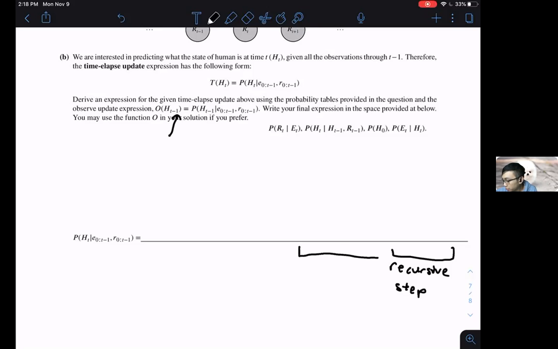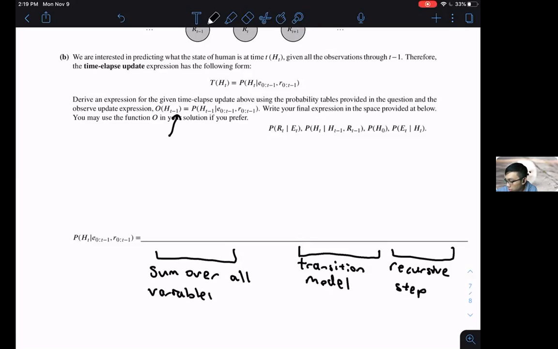The next thing we want to consider is the transition model. The transition model is the probability associated with advancing from the previous state's values to the next state's values. That's straight from the table, where, for example, the probability of xt plus 1 given xt is the probability of taking that next time step forward from a hidden state. And then the last thing we want to consider is that we need to sum over all variables we don't need. This will be more clear once we write the rest out.